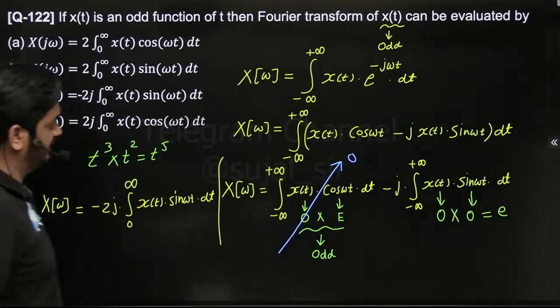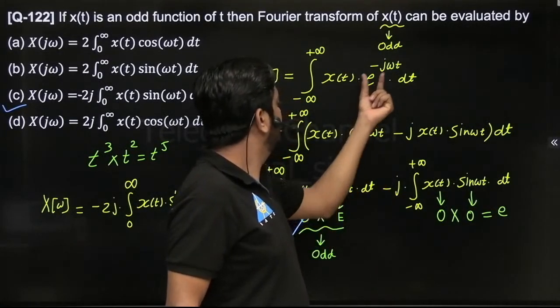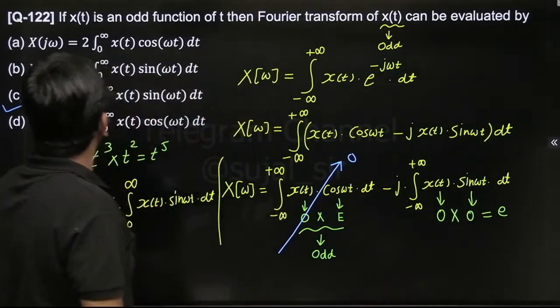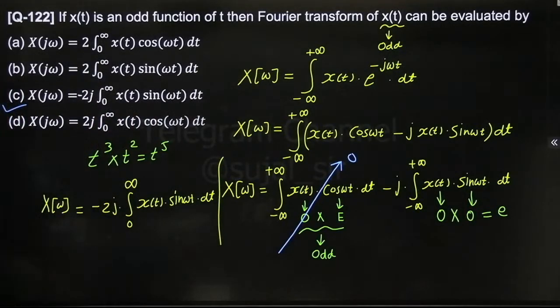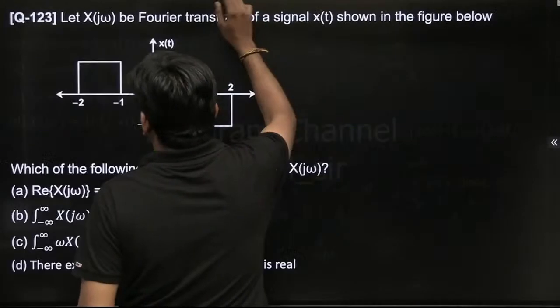Because we are getting a minus sign, e power minus j omega t, Fourier transform of x of t. Okay, option C, guys, option C should be the correct answer of this question.